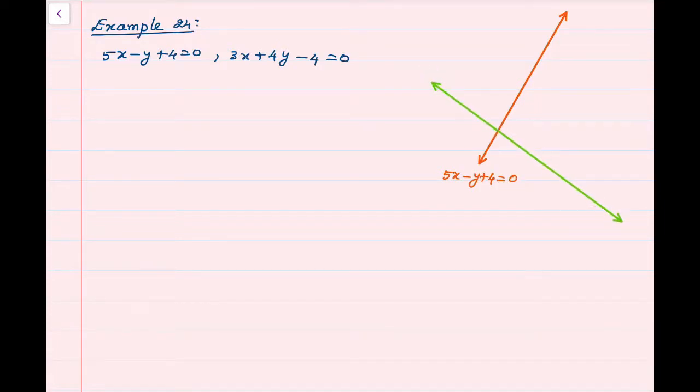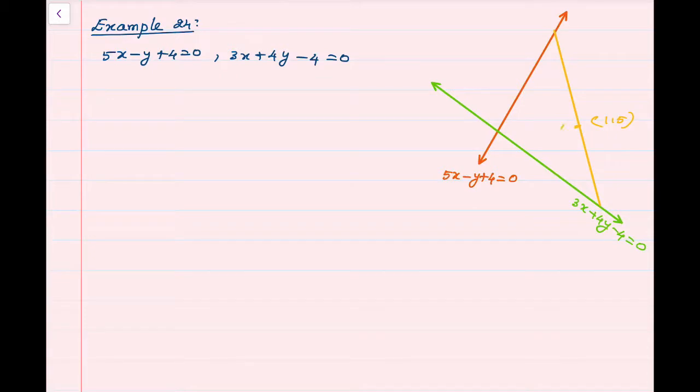A line is such that its segment between the lines 5x minus y plus 4 equal to 0 and 3x plus 4y minus 4 equal to 0 is bisected at the point (1, 5). Obtain its equation. Let this be the first line, whose equation is 5x minus y plus 4 equal to 0, and this be the second line, whose equation is 3x plus 4y minus 4 equal to 0. Let this be the line segment between these two lines, and it is bisected at the point (1, 5).